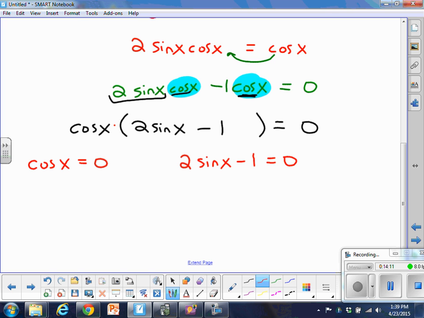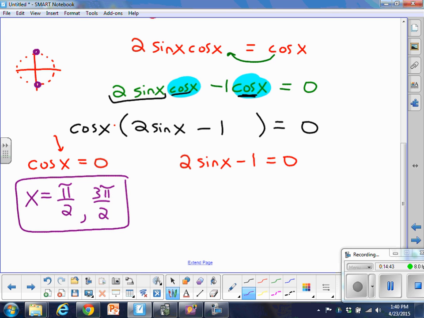Okay, so this left piece here is basically asking what angle, what x value has a cosine of 0. So if we think on our unit circle, cosine 0 is going to be when the x coordinate is 0, so right there and right there. So those two angles in radians are pi over 2 and 3 pi over 2, right? It's your 90 and your 270.